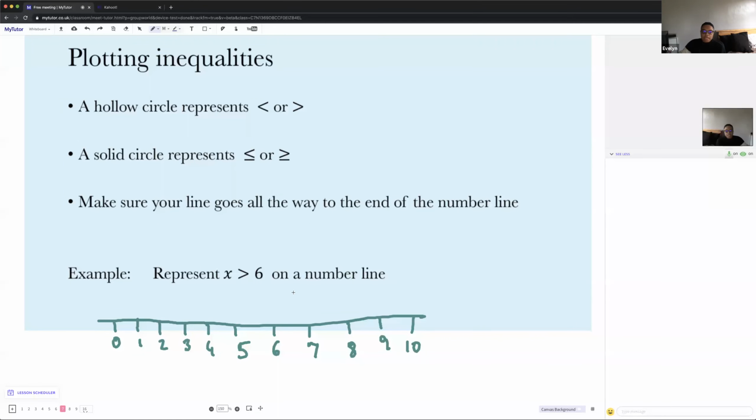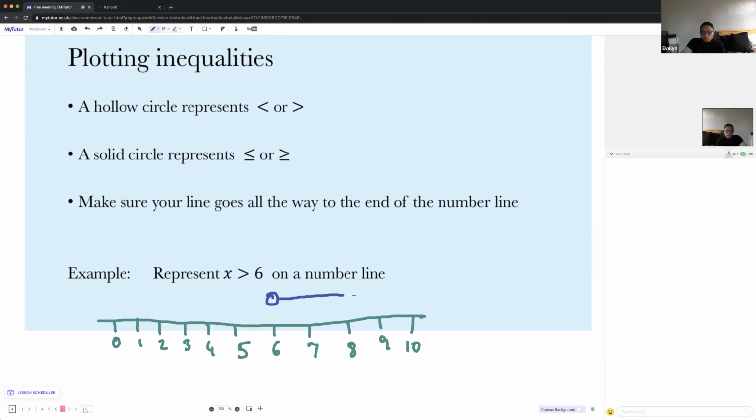The next thing, remember your circle always goes over the number. So we're going to put a circle here. Then I need to think about, is it colored in or is it hollow? Well, there's no line underneath the inequality sign, so it's going to be hollow. So that's the first thing. Now the last thing is, which direction is my line going to go in? Now this inequality tells me that x is greater than 6, so it should be all of the numbers towards the right.